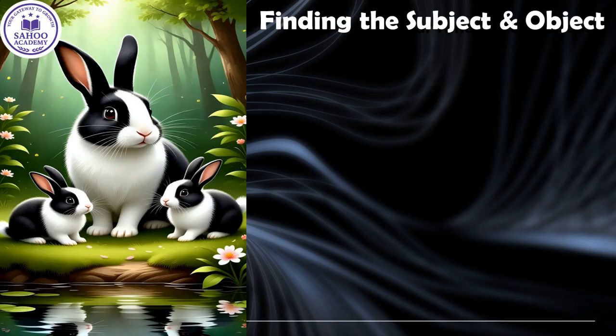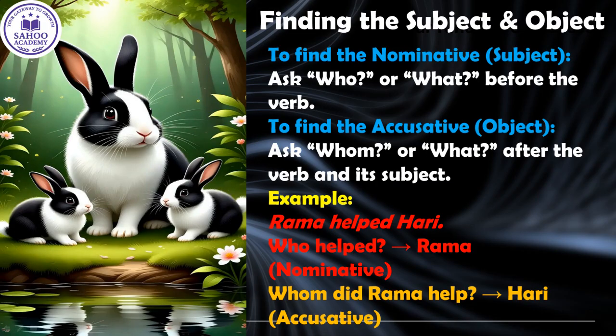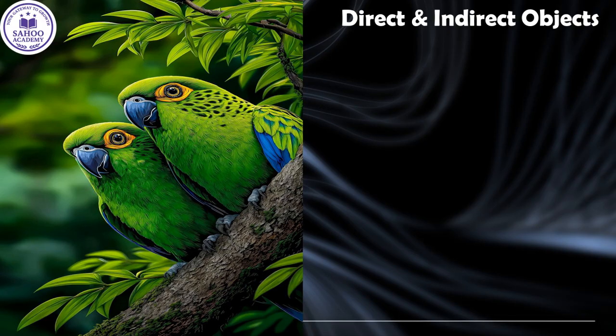Now let us learn how to find the subject and object in a sentence. To find the nominative case or subject, ask who or what before the verb. Always remember, before the verb. And to find the accusative case or object, ask whom or what after the verb. Clear? For example, Rama helped Hari. Ask who helped. Here the answer is Rama. So Rama is the nominative case or the subject. Then ask whom did Rama help? The answer is Hari. So Hari is in the objective or accusative case and it is the object. This is the easiest way to identify the subject and object in a sentence. Clear? Now let's proceed to the next slide.